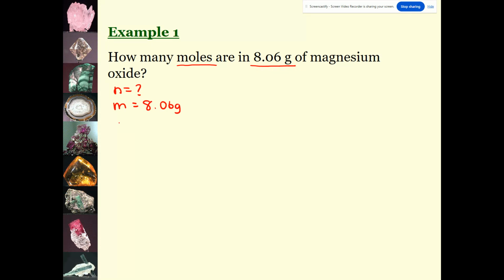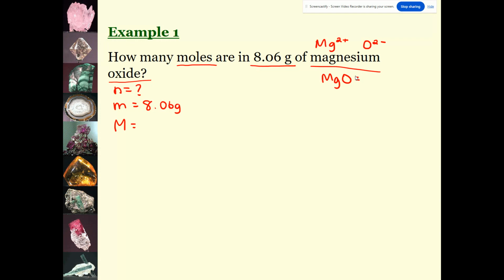8.06 grams. I need to know my molar mass. Now, I'm given the name of my compound. Whenever you're given the name of the compound, you need to first write the formula for that compound to know how many magnesium and how many oxygen ions are in this compound. So if I balance ion charges because it's ionic, again, a metal with a non-metal, I have 1 magnesium with 1 oxygen, because there's a 2 plus and a 2 negative.